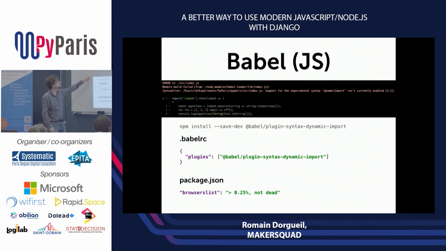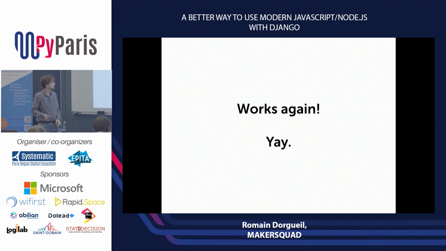But then it doesn't work anymore because the dynamic import is not supported by default, so you need to add a plugin to Babel in a new file, .babelrc. You may also need to add the browsers support expected, which instructs Babel what the target language should use and not use. That's pretty cool, by the way. And yeah, it works again. That was just to have the JavaScript working.